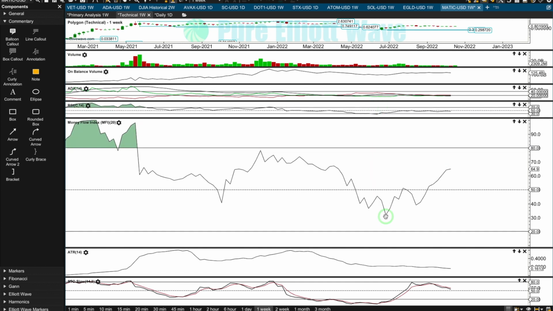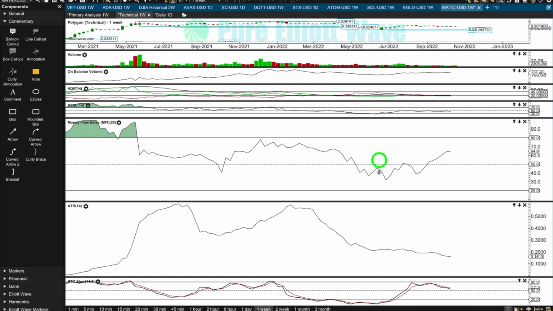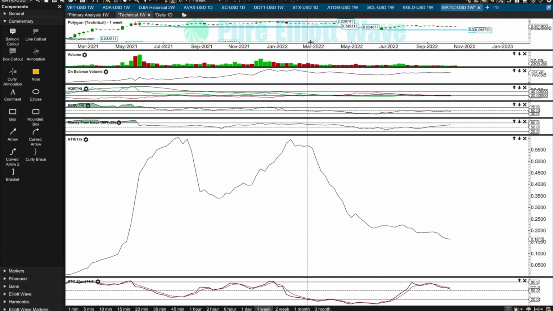No bullish divergence from money flow index, it didn't reach oversold. ATR declined throughout the bear market. Slight increase off that low, and now a decline again as price is moving essentially sideways. Here it is down here.